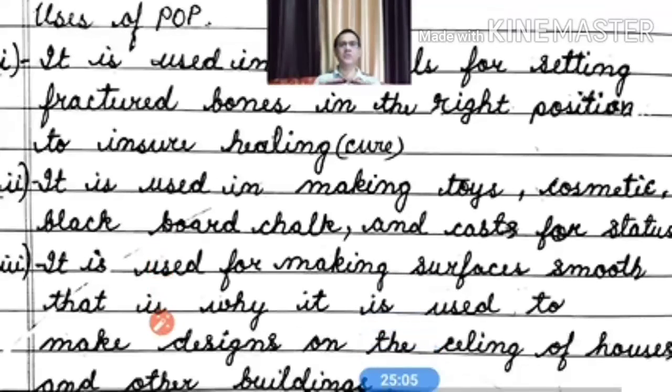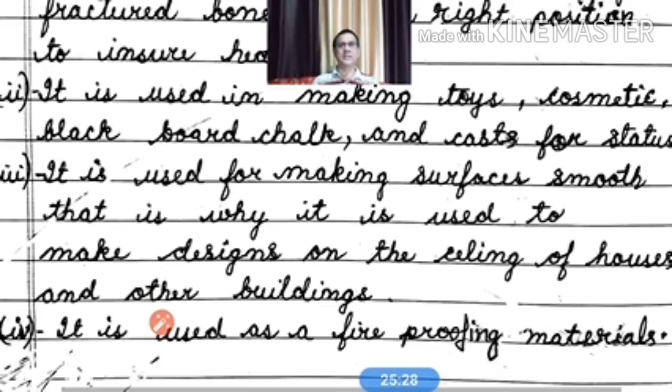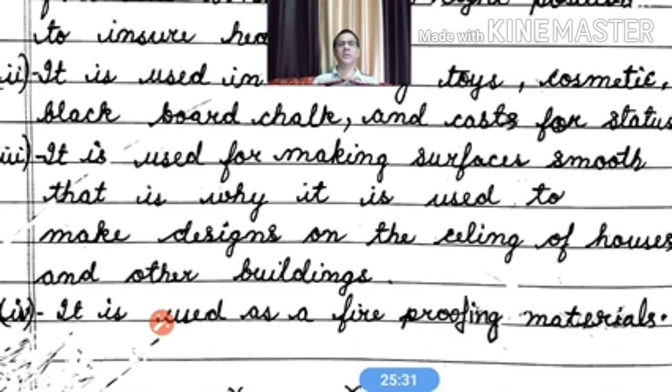Second point, it is used in making toys, cosmetics, blackboard chalk and casts of statues. Cast of statues means the frames used to make statues, that also can be prepared with the help of POP. Third, it is used for making surfaces smooth. That is why it is used to make designs in the ceilings of houses. In our homes, ceilings are often decorated with the help of this POP. And now the last point, it is used as a fireproofing material. So this is all about the uses of POP.